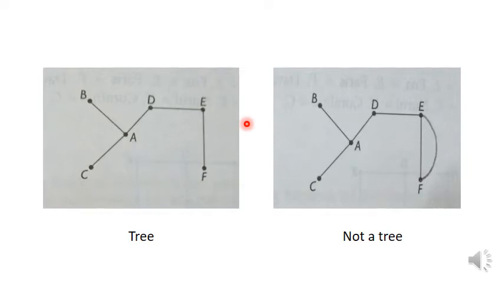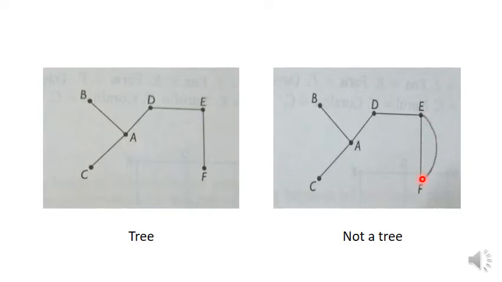Look at the next example. The first graph is a tree because no multiple edges. So this graph is a tree. The next graph is not a tree because these two edges are multiple edges.